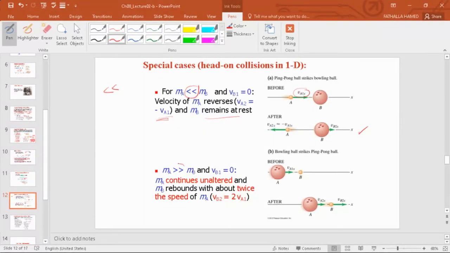Now, in the case when MA is much, much bigger than MB, and B is stationary, well, MA will be unaltered, it will continue, and MB rebounds with about twice the speed of MA. So that's your situation here. In the second situation, MA will keep moving with its own velocity as before, and this one will basically rebound back with VB2X. So these are special cases.